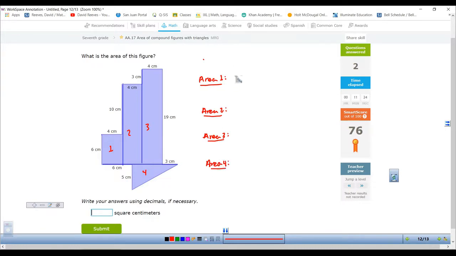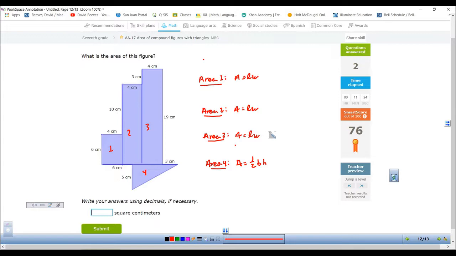Got it? All right, so again, for a rectangle, length times width, length times width, length times width, length times width. Oh, no. See, you get sleepy. The last one's a triangle. It's 1/2 base times height.